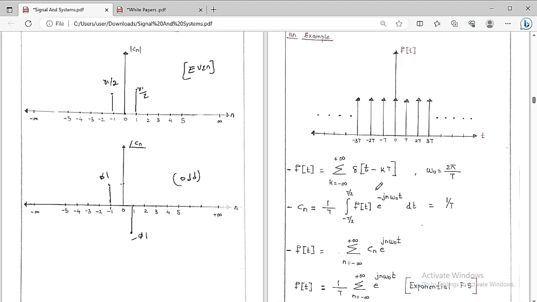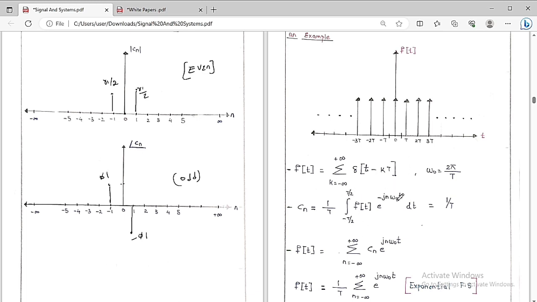Now the first thing is I want to find the exponential Fourier series coefficient Cn. The formula is Cn equal to 1 by T integration over one time period of f of t into e to the power of minus j n omega naught t dt. One time period means you can take any time period. I am going to go from minus T by 2 to plus T by 2, so integration from minus T by 2 to plus T by 2.